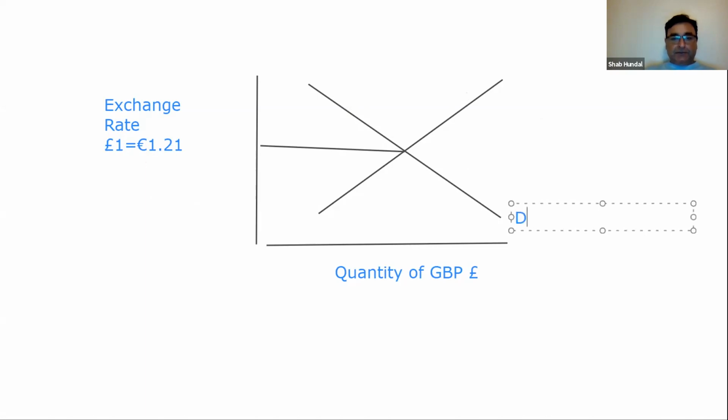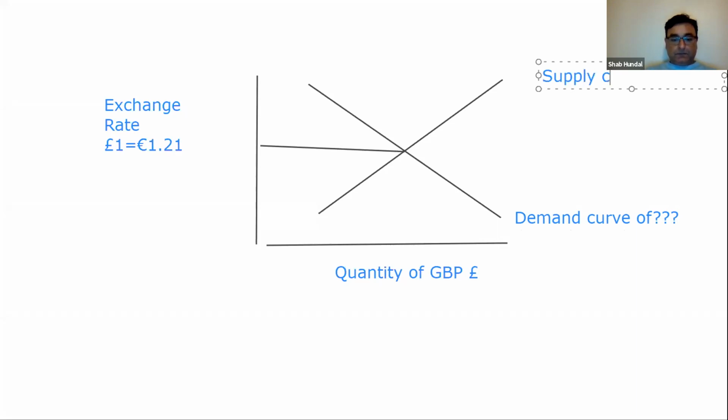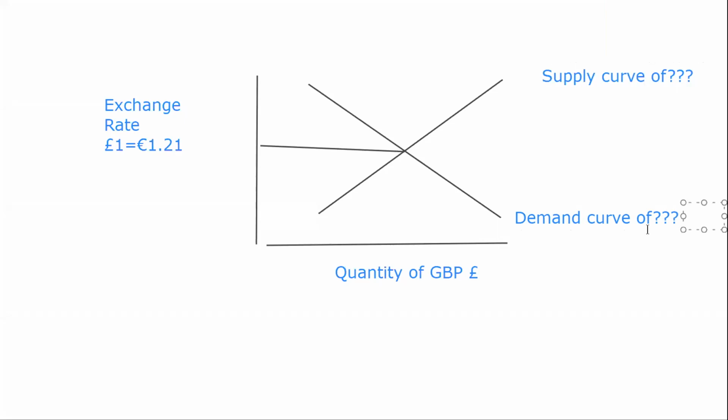So this is the demand curve. What should I write here? Demand curve of what? And if I have a supply curve here, what should the supply curve be of? Demand will be GBP, and supply curve will be exchange rate.